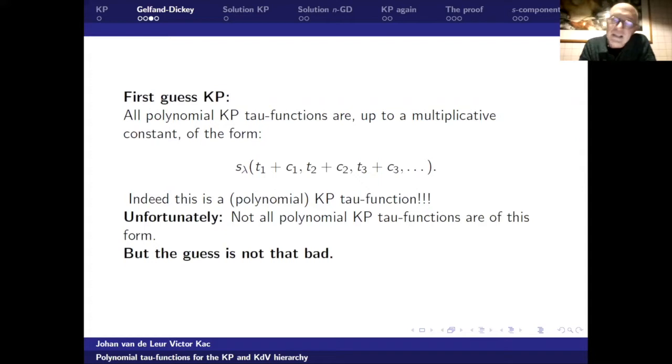But in fact, the guess is not so bad, as we will see later on. I mean, doing this trick, plugging in T1 plus C1, T2 plus C2, is not so bad. And it's very close to the solution. But somehow there are some reasons why, there is some counting argument. I will come back to that later. And you can see on the basis of that counting argument that you do not get all the tau functions.